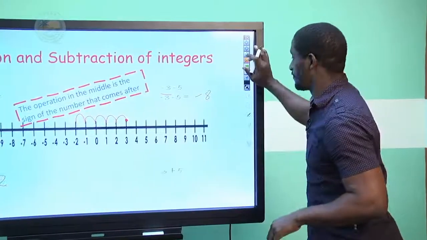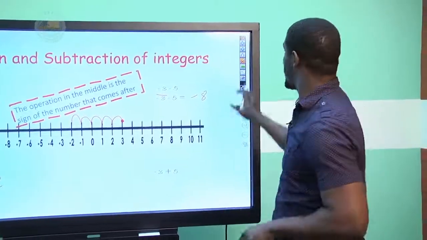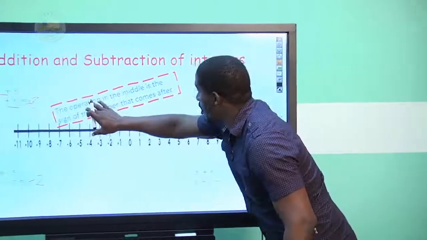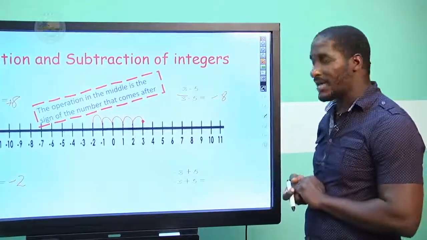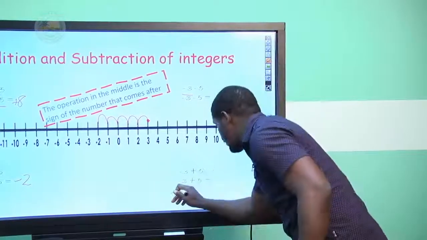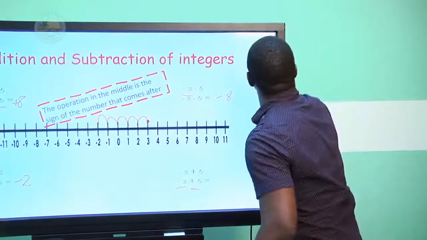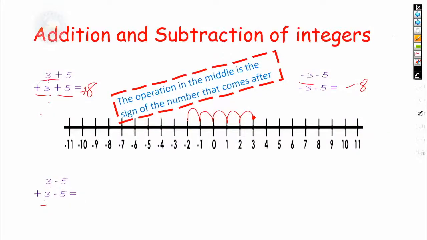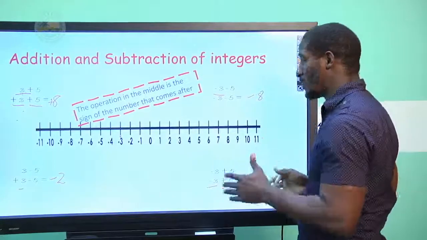Look at this one now. What about negative 3 add 5? Again, the operation in the middle of the numbers is the sign of the number that comes after it. So negative 3 plus 5 is actually negative 3, positive 5. Starting at negative 3, we are going to add 5. If we are adding, we are moving to the right. If we are subtracting, we're moving to the left.